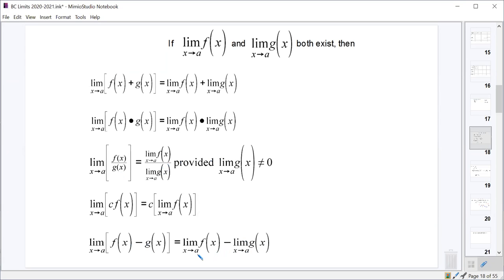And most importantly, well, maybe not most importantly, but equally as important, if you have a constant times a function, you can take the constant and pull it outside the limit. Everybody good with all of those? Everybody remember all of those? Hopefully. Yes, good. Okay, great.